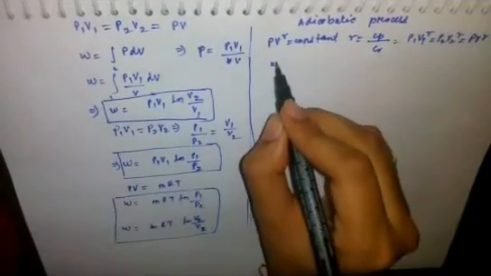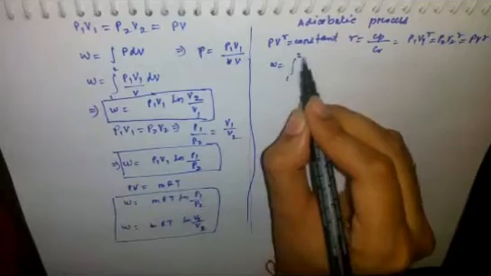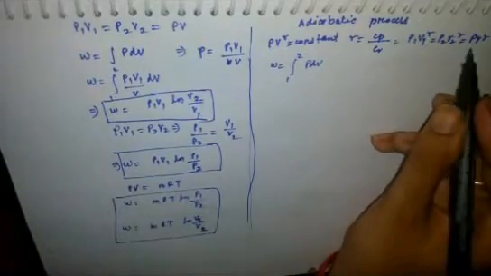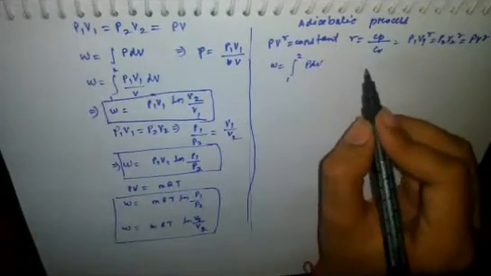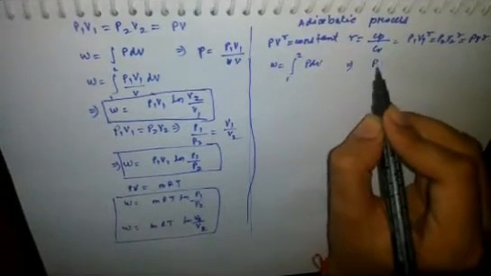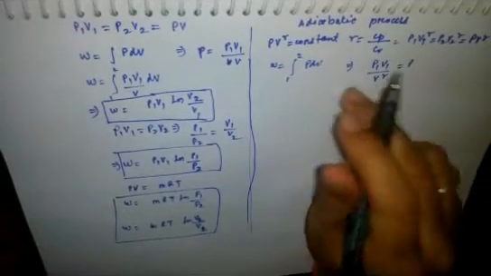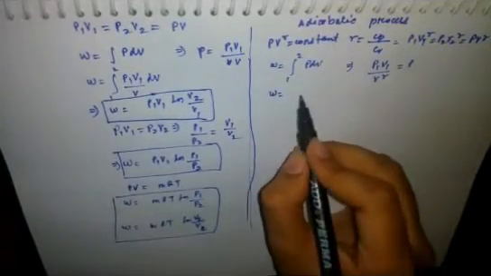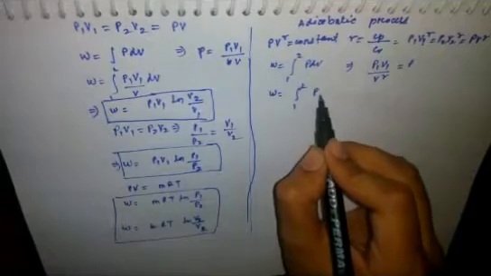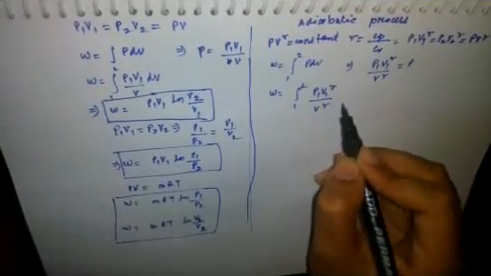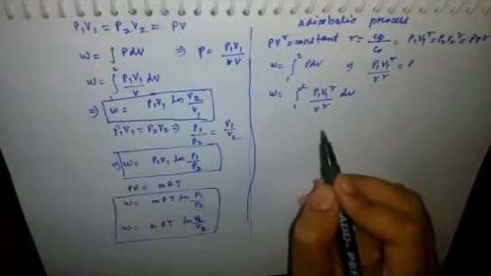So work done will be integration of 1 to 2 P dV. Now we are substituting the value of P here. We will be getting P1 V1 to the power gamma upon V to the power gamma is equal to P. Putting this value in this equation, we are getting integration 1 to 2, sorry, here P will be P1 V1 to the power gamma upon V to the power gamma into dV.